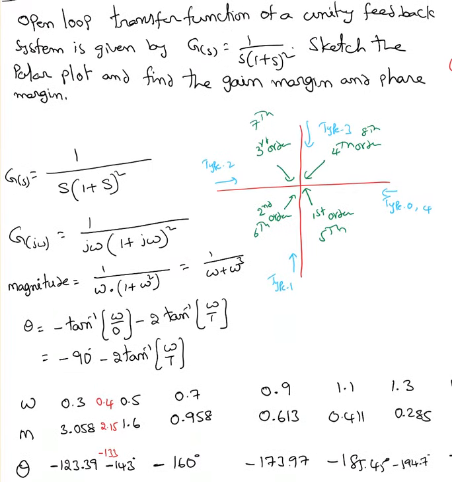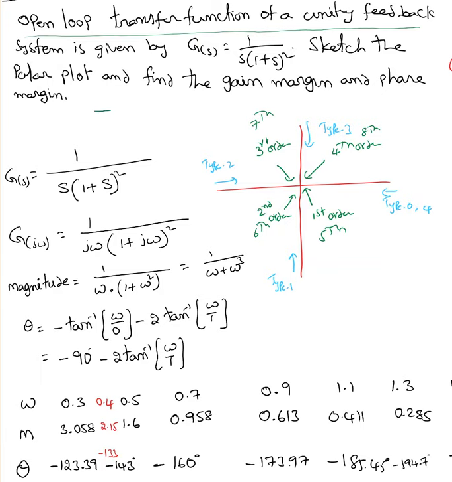Here is the next example on the polar plot. The given example is an open loop transfer function of a unity feedback system, given by G(s) equal to 1 over s times (1 plus s) squared. Sketch the polar plot and find the gain margin and phase margin.